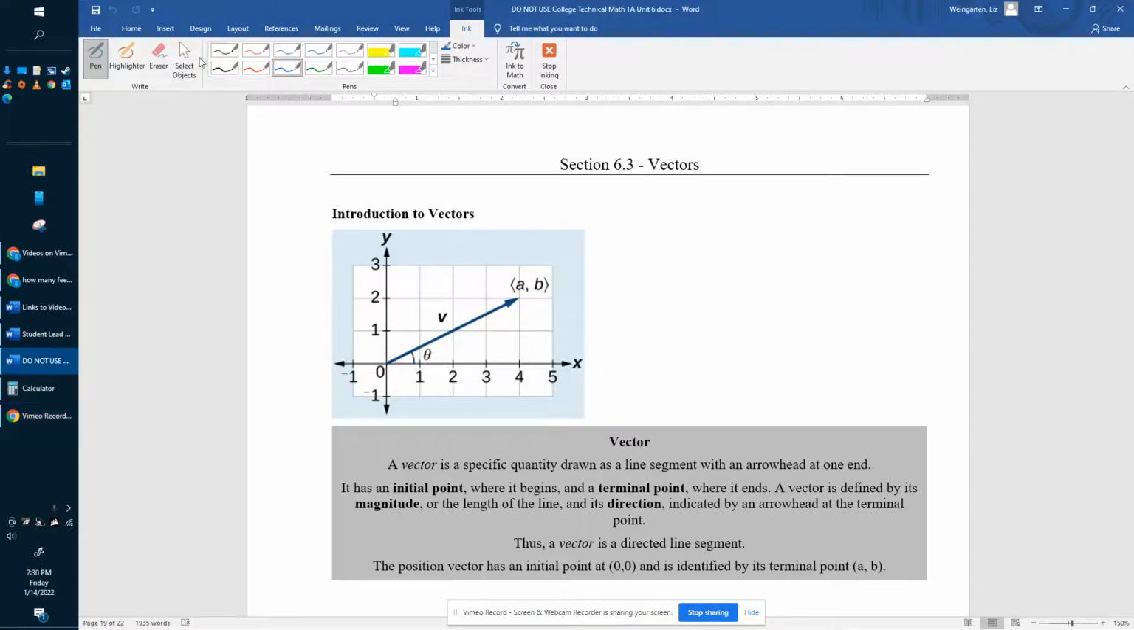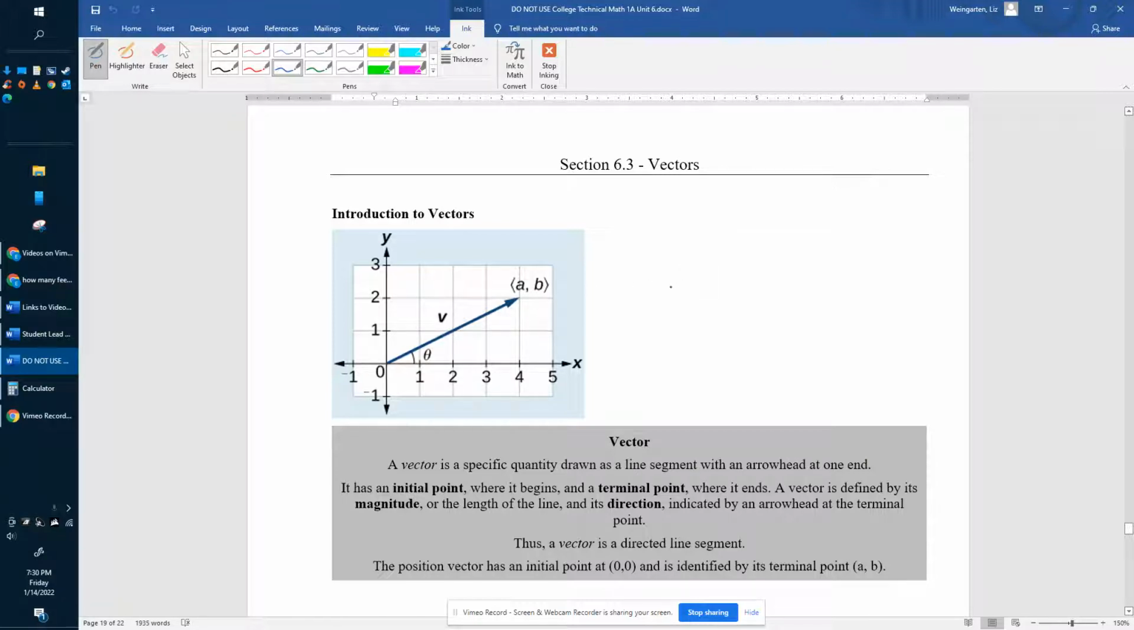The last section that we are going to be talking about in this entire course is vectors. Vectors are definitely going to show up in physics, so make sure you understand these concepts. A vector is a specific quantity drawn as a line segment with an arrowhead at one end.